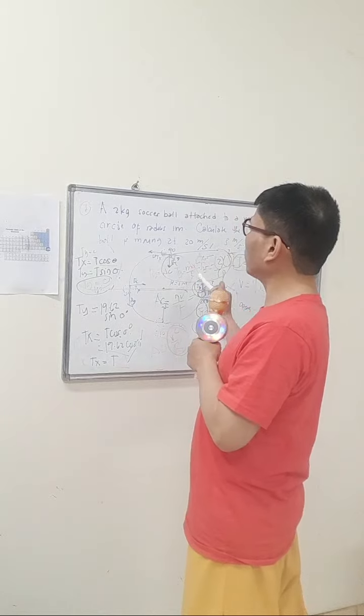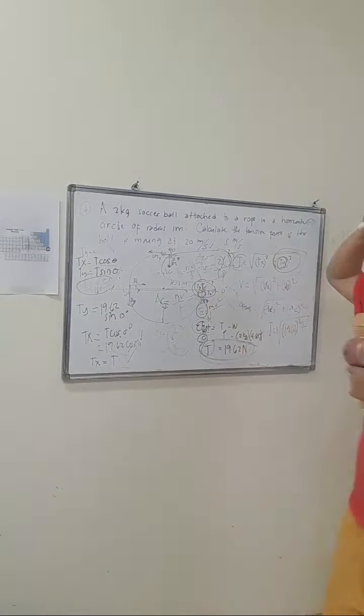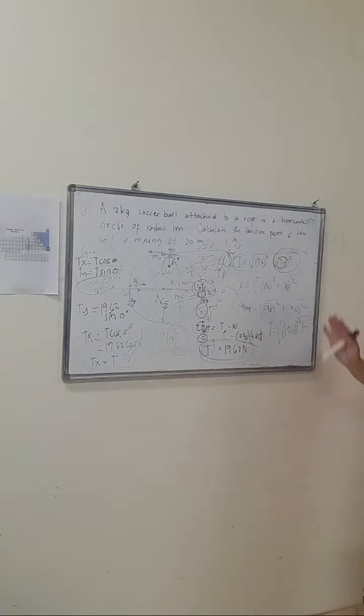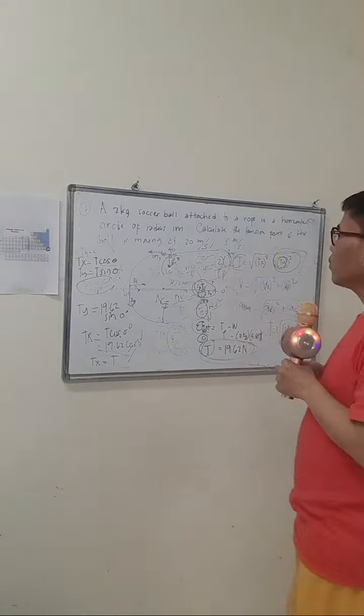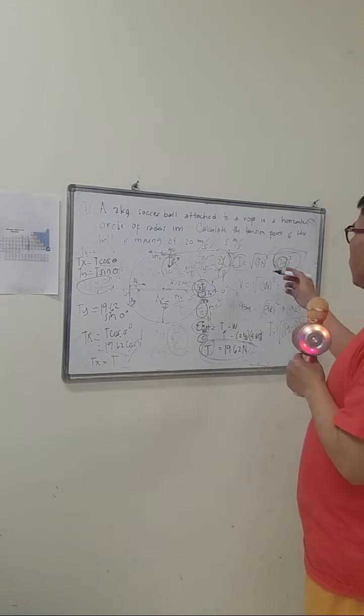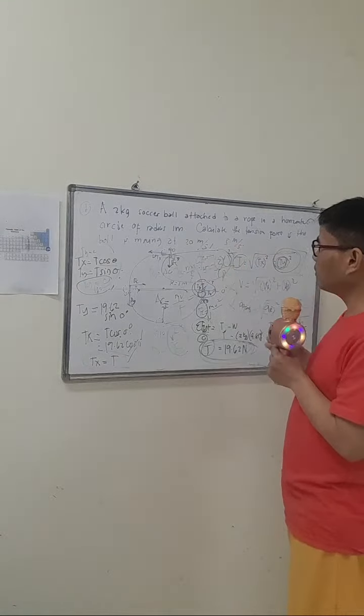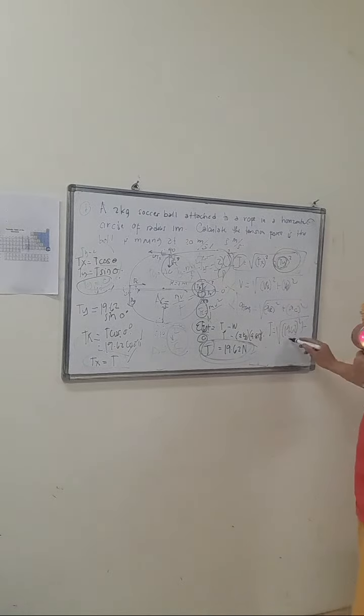Okay, and then your centripetal acceleration will convert your tension force, which is also your centripetal force at that time. Okay? Ganon. So, mv squared, 2 times, namatay 20 meter per second. Oh, ganon na siya. Okay. 2, okay, then 20 raised to the power 2, then radius of 1.